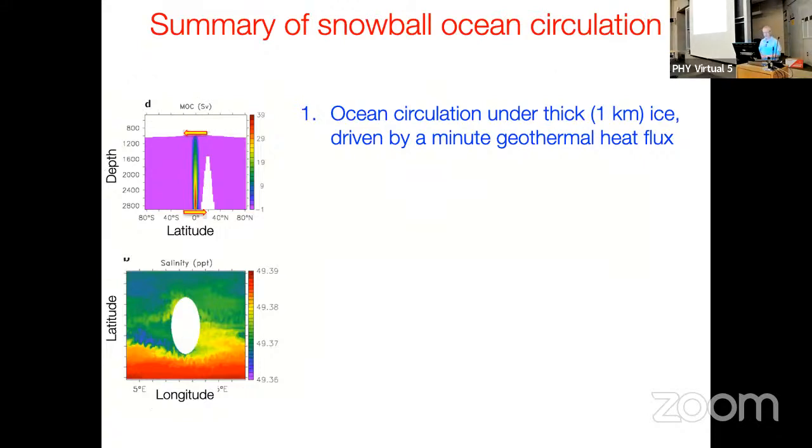Okay, so to summarize this part about the snowball ocean circulation, we find this very funny overturning circulation, and the ocean is very well mixed everywhere. One of the pieces of evidence that people cite is something called banded iron formation, which is formed only when there's no oxygen and so on. So if the ocean is well mixed and you have some opening here, you wonder whether banded iron formations can form if the ocean is open.